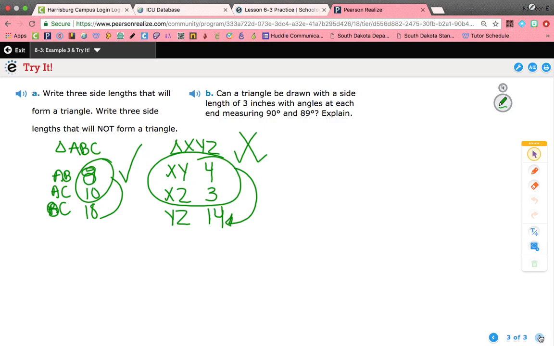Can a triangle be drawn with a side length of 3 inches with angles at each end measuring 90 and 89? All right, so here's, do I have geometry? I don't think so. So if we have 3 inches right there, 90 is straight up. I know that. 89 is going to be slightly not straight up. Will that ever form a triangle? No, it will not. It will not form a triangle.